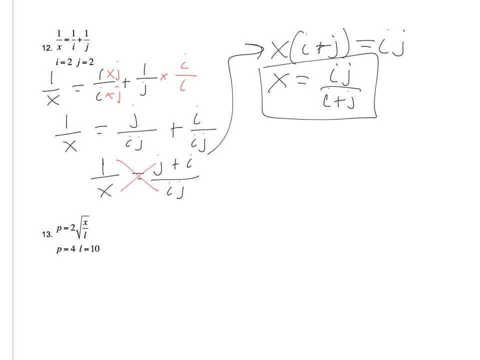Going ahead and evaluating this, I'm going to say that x is equal to i times j, so that's going to be 2 times 2 divided by i plus j, 2 plus 2, which happens to work out quite nicely here to being just equal to 1.